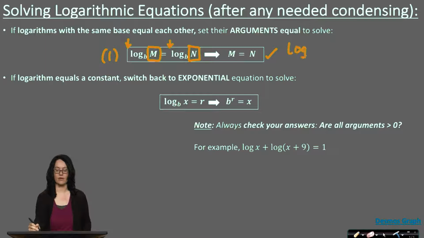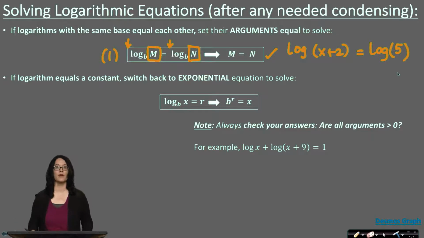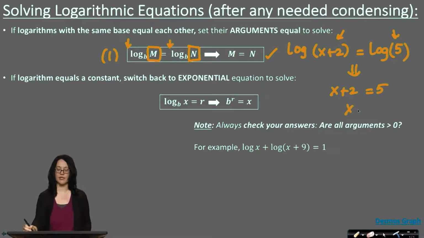If, for example, I had log base 10, so I just write log, of x plus 2 equals log, again implied to be base 10 if it's not written, of the number 5. Well, I could know right away that the only way for the logarithm on the left to equal the logarithm on the right is if the arguments were identical, because they had the same base and their coefficients were 1. So x plus 2 has to equal 5, which is what I would normally recommend you write down, especially as it gets more complicated. You can see that the answer to this linear equation would be x equals 5 minus 2, or x equals 3.